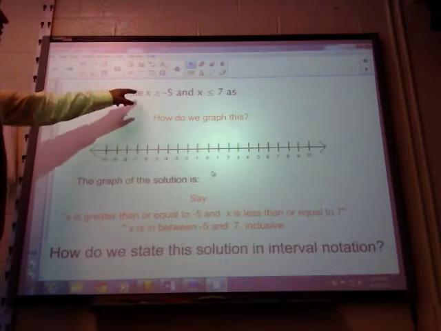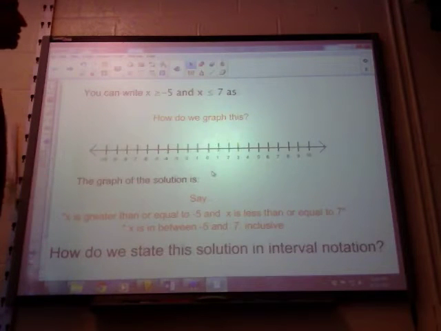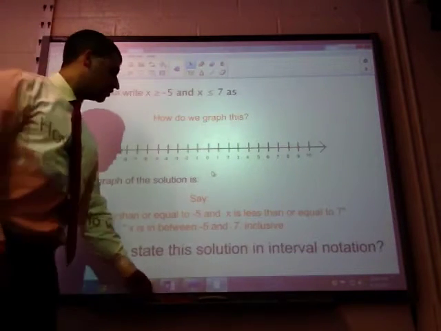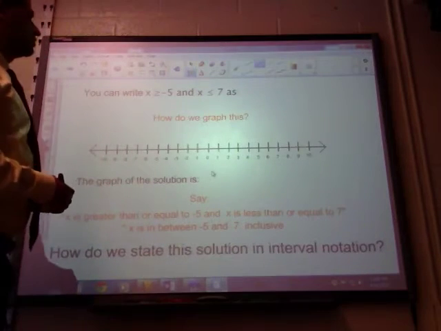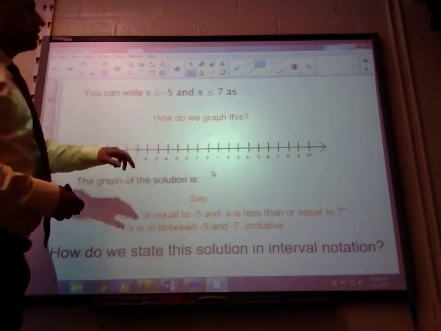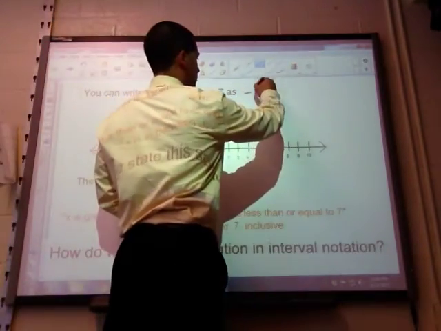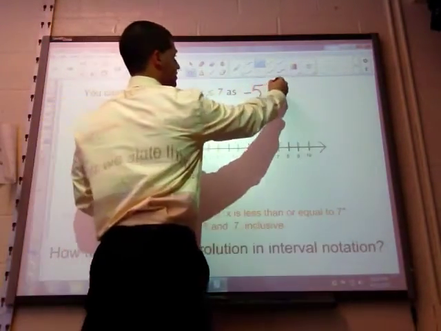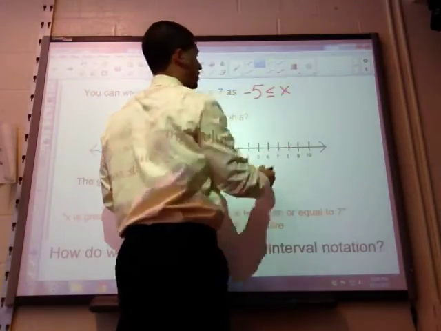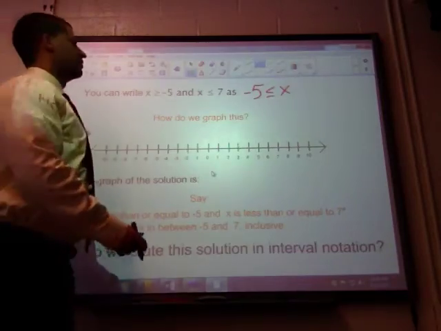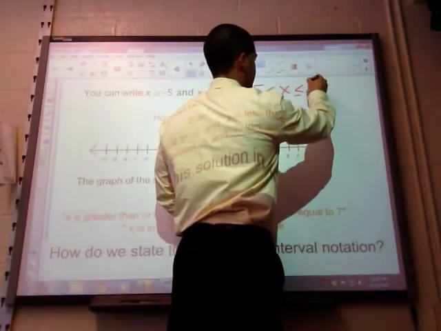You can write x greater than or equal to -5 and x less than or equal to 7 as one big inequality. So let's see if we can put that together. We know it has to be greater than or equal to -5 and less than or equal to 7. So we're going to start with our lowest number, and we know that x is greater than or equal to it, so we're going to open up to the x. We also know that x has to be less than or equal to 7, so we're going to make x less than or equal to 7.